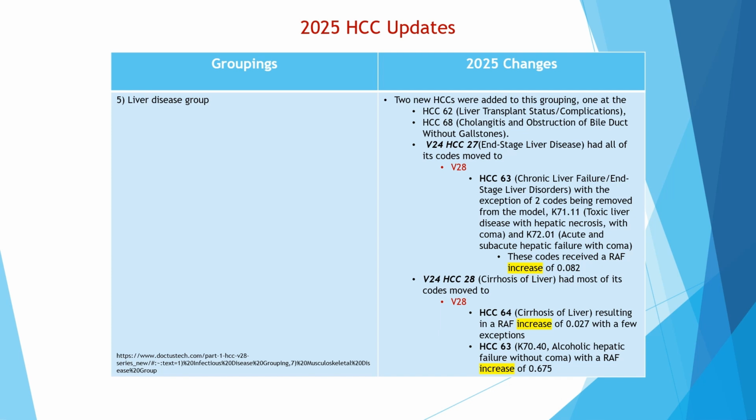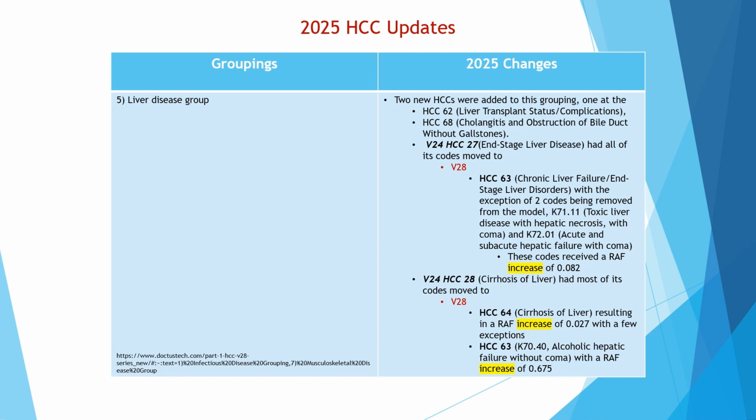V24 HCC 27, end-stage liver disease, had all of its codes moved to V28. HCC 63, chronic liver failure/end-stage liver disorders, with the exception of 2 codes being removed from the model, K71.11, toxic liver disease with hepatic necrosis, with coma, and K72.01, acute and subacute hepatic failure with coma. These codes received a RAF increase of 0.082.